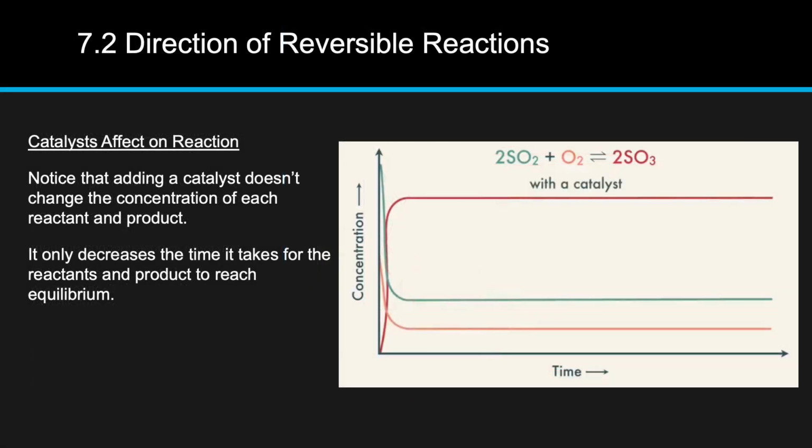So this is just a side note with catalysts that I wanted to bring up because we had a nice graph to compare to the last slide. I just want to reiterate that a catalyst has an effect on the amount of time it takes for the reactants and products to reach equilibrium, but it does not affect the concentration. So if you look at the previous slide, you can see the concentrations of the product and the two reactants are the same. It just decreased the amount of time it took for the reactants and product to reach that equilibrium state.